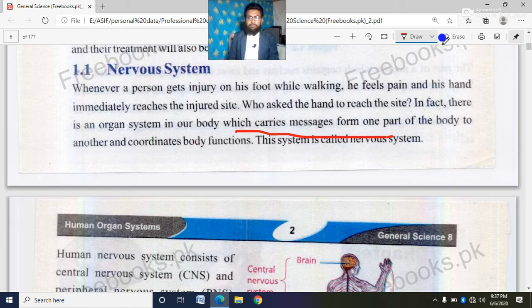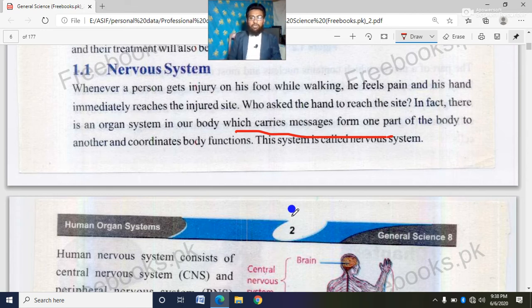Dear cadets, actually Allah has made our body in an organized way. So, dear cadets, we have an organ system in our body which carries messages from one part of our body to another part and coordinates our whole body function. Different parts of our body carry on specific functions. So all these functions are connected with each other. They are coordinated with each other. They are relevant to each other. So to coordinate and connect these functions, the nervous system helps.